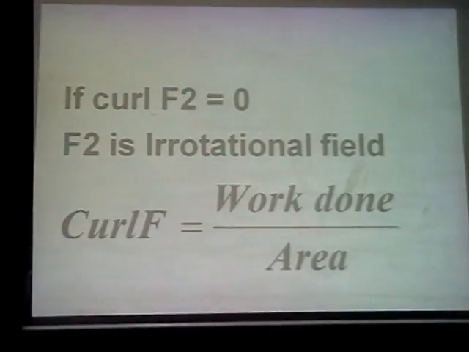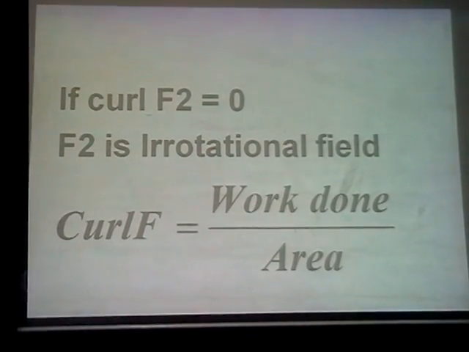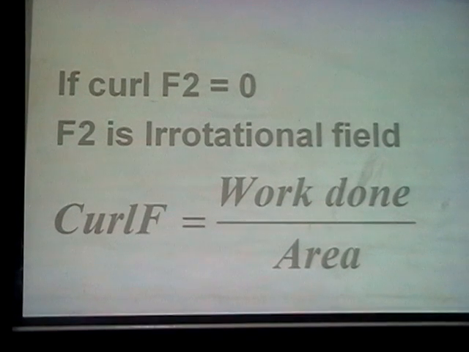So if we have to do the derivations, we should know the meaning of curl F. Curl F is work done divided by area. If F is force, L is distance, F dot L is work done, that divided by small area. So if curl of a particular field is 0, such a field is called irrotational field.